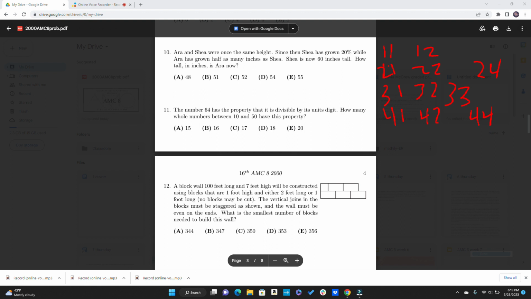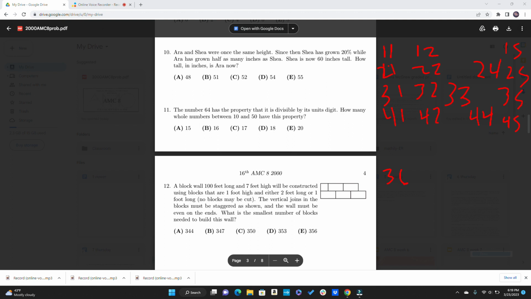Okay. What about 5s? 15, 25, 35, 45. Anything ending in 5 is divisible by 5. If you don't already know that, that's something good to remember. Okay? 6, 16, 26, 36, 46. The only thing divisible by 6 there is 36.